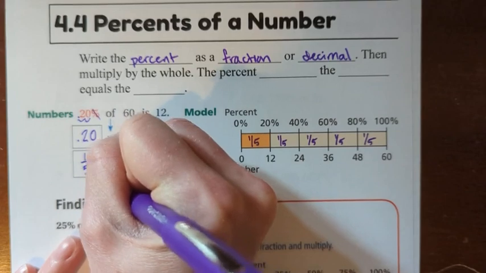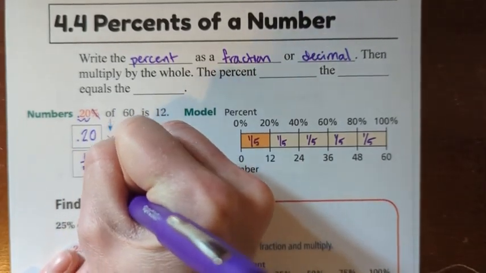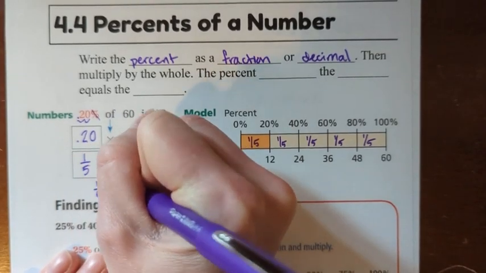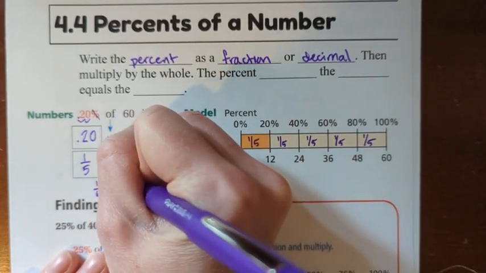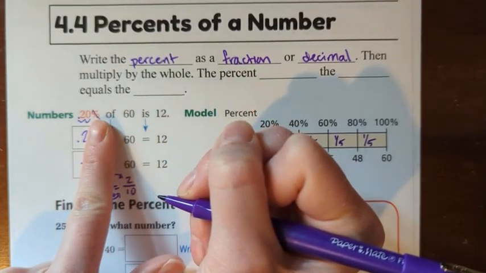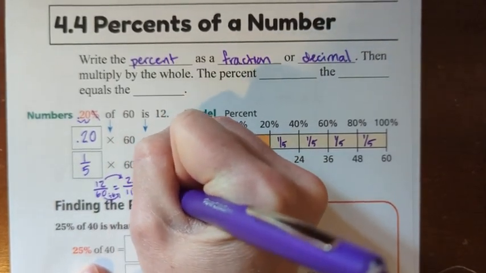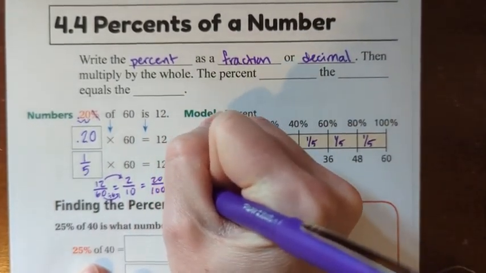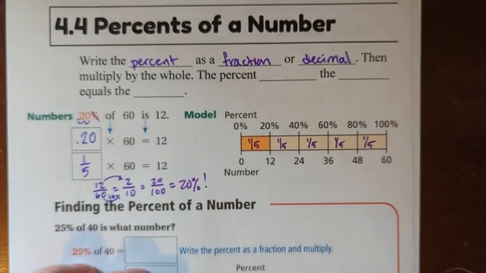Now, I don't love this. It isn't easy to jump to 100. So I'm going to divide by 6, and I end up with 10 on the bottom. Do the same, divide by 6, and I end up with 2. Oh, interesting. 2/10, which is the same as 20/100, which is the same as 20%.